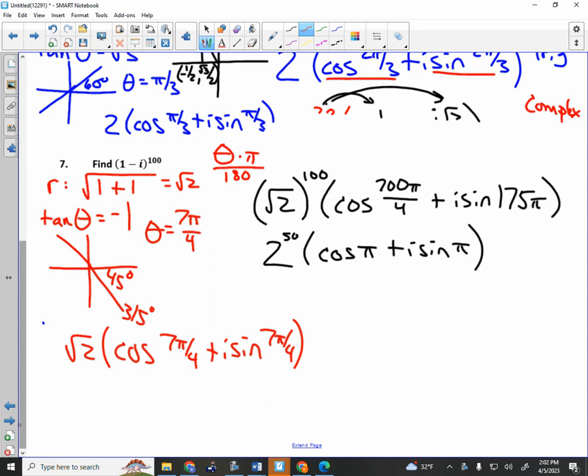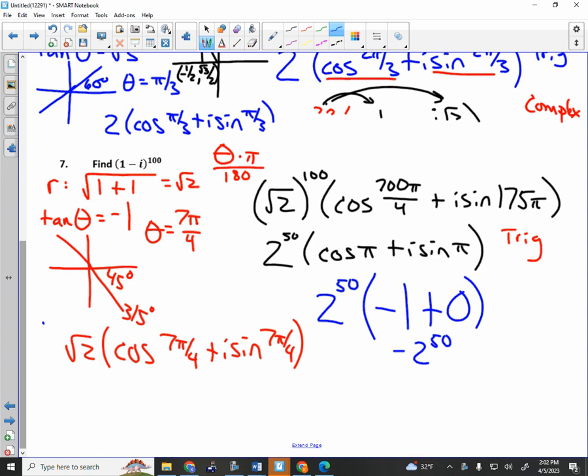This is called what? Trig form. To end this problem, we want to put it in complex form. We have 2 to the 50th power times. Okay, so pi is how many degrees? 180. So what's the x value over at 180? -1. And what is the y value? So that goes away, and you get -2 to the 50th power. That is your complex form.